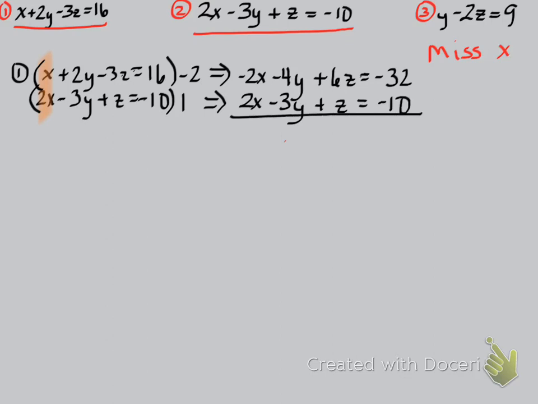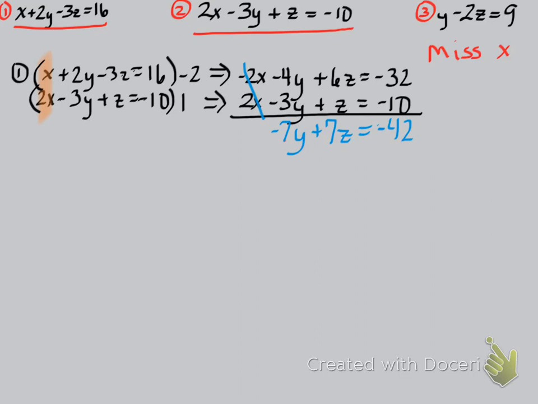And I am going to add these equations. When I add these equations, I end up canceling out my x's, and then my y's, -4y minus 3y, is -7y. My z's, 6z plus z, is going to be plus 7z. And then my constants, -32 plus -10, is going to be -42.